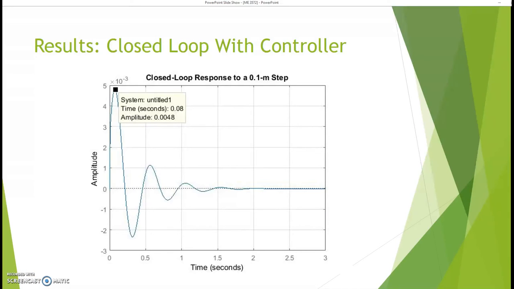This is the response for the system for the unloaded bus weight with the addition of the controller. The controller was able to reduce the max overshoot to below 5% and the settling time to less than 5 seconds. In order to determine if the controller would be efficient for the system, additional tests needed to be done.